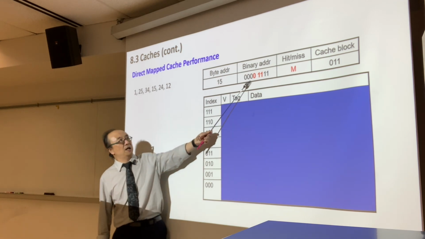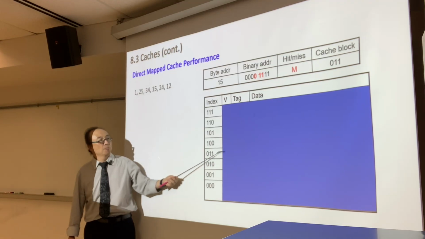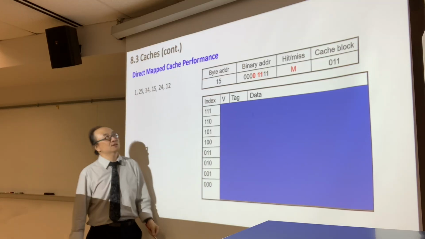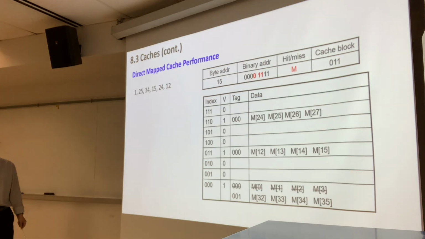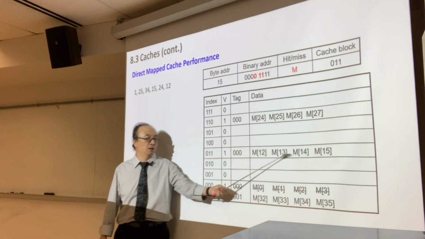And the index value is 011. So we need to put it in this block. And my byte location is 11, which is the last one. So my buddies this time are 12, 13, 14, and 15. Need to bring them all here.